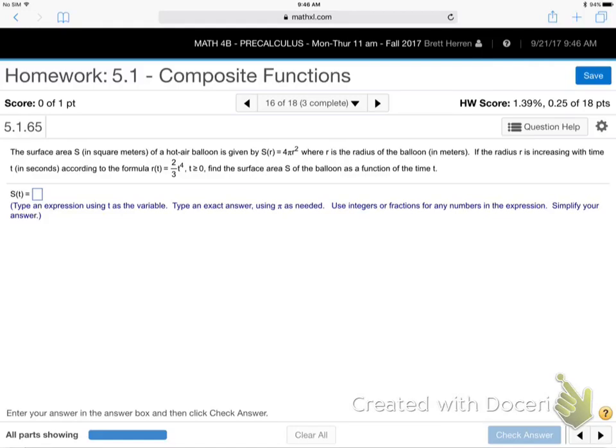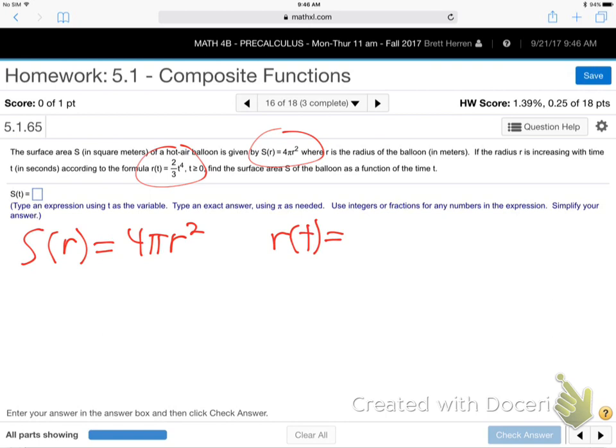That's all they are. It's a bunch of fancy talk for doing the same thing we've been doing all section. So let me show you. So it says blah, blah, blah. You don't need to read all the words. Just grab this. S of r is 4 pi r squared. And then grab this. R of t equals 2/3 t to the 4th.